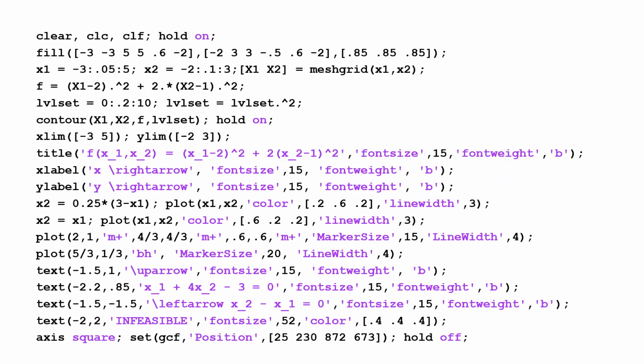This is the MATLAB code for the plots I have generated.